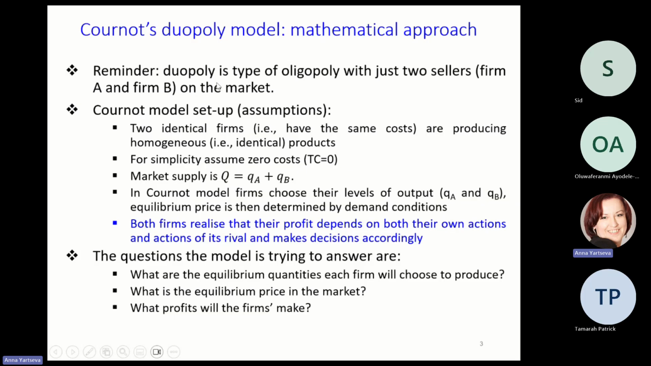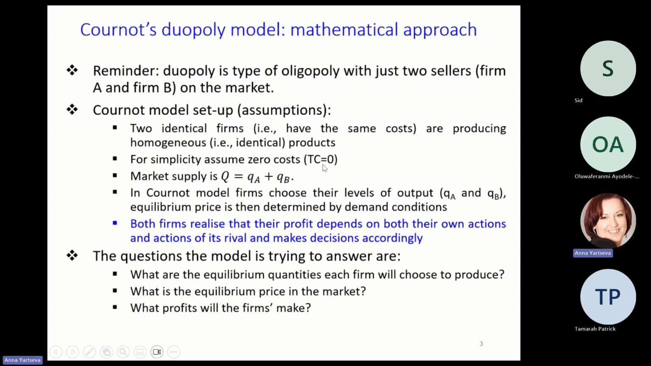A reminder of what assumptions we've made to start with this model. It's a duopoly. In other words, there are just two companies, just two sellers, A and B. We cannot use the color here, so we'll just use the notation A and B. Two identical firms, which means that they have absolutely the same costs and they produce identical products. There is no brand loyalty. Consumers are easily able to switch from one company to another.